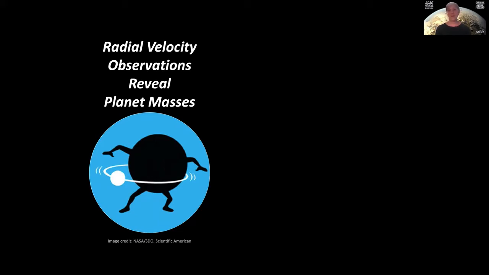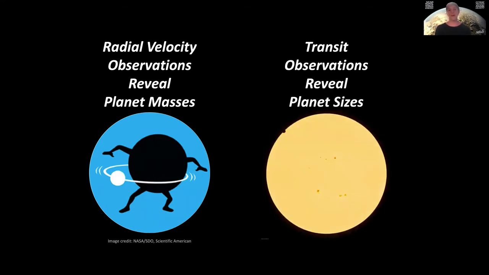In this talk, we'll be focusing on the transit method. The transit method is when you look at a star and you monitor how bright the star is over time. If the star has a planet, then that planet might periodically pass in front of the star and block some of the starlight coming from the star.